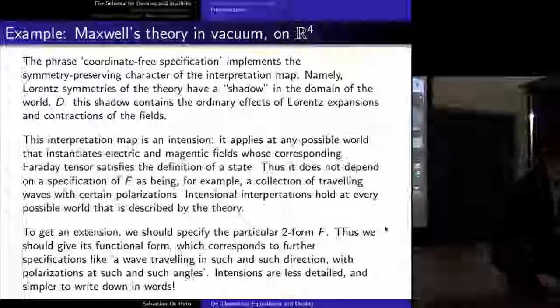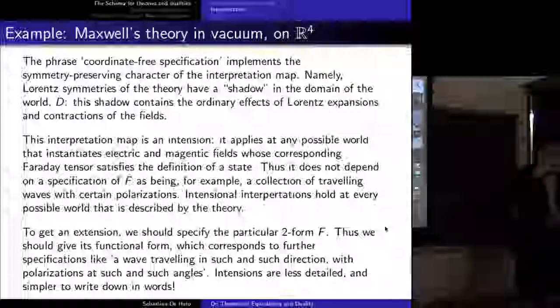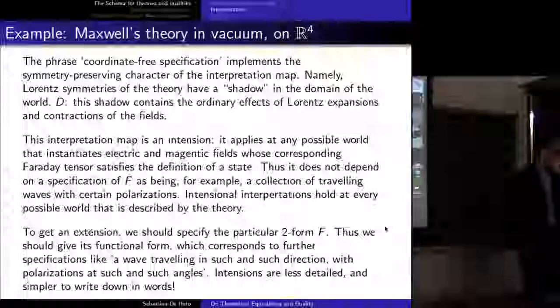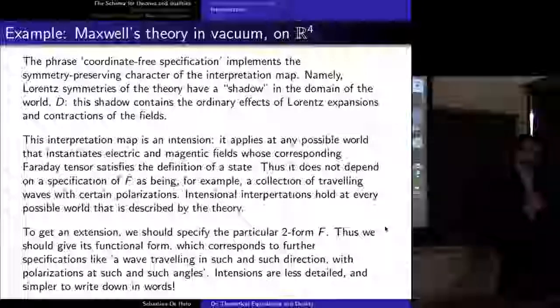Seb, can I ask a quick question at this point? Yeah. Just a question about how your use of intention and extension is supposed to align with sense and reference, which I take it you think it does. What would be the analog in your example of the standard morning star, evening star example of two different senses which have the same reference?